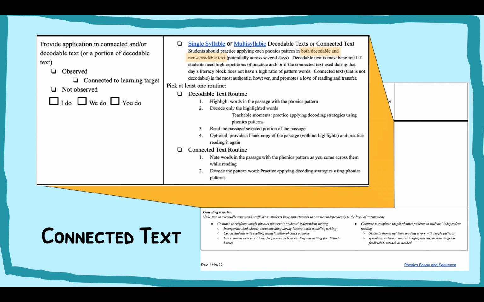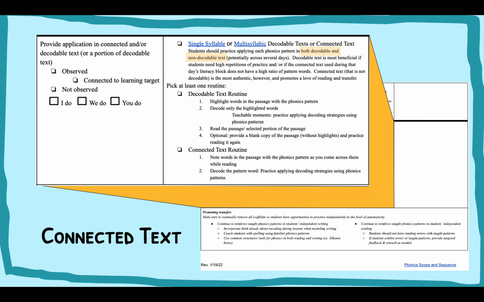With decodable text, there's such a high repetition of that pattern word that it makes sense that you can take time to highlight those pattern words, read just those pattern words, read the passage with the highlighted words in them, and then read the passage without highlighted words. With regular connected text, like grade level text or emergent level text, there isn't near as much of that pattern and repetition. Therefore, it would take a long time and a lot of skimming to find the one or two words that have the pattern, and that may not be an efficient use of your time.